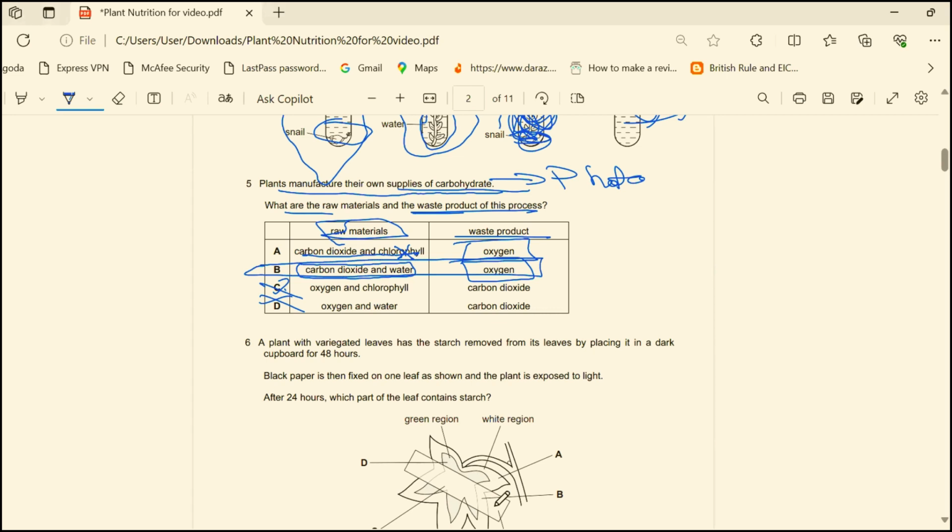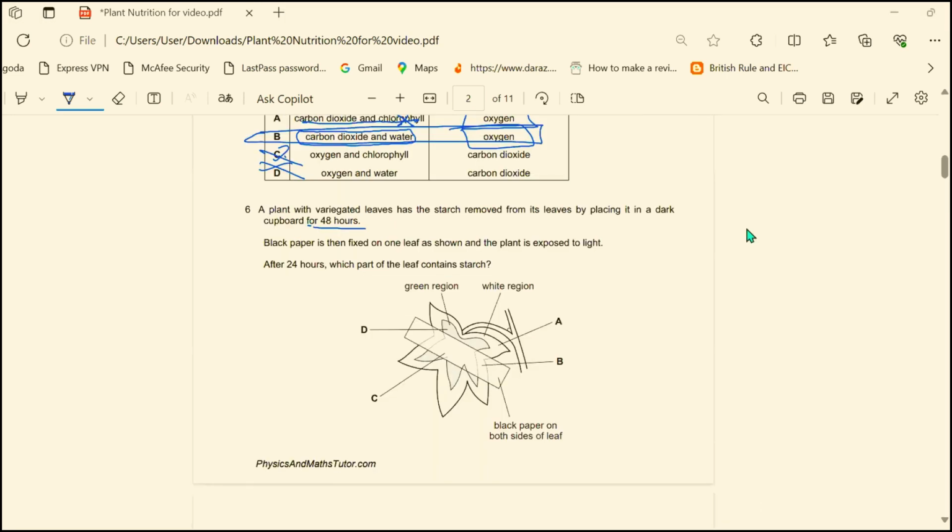Now let's go on question number six. In this, a plant with variegated leaves has the starch removed from its leaves by placing it in a dark cupboard for 48 hours. Black paper is then fixed on one leaf as shown, and the plant is exposed to light. After 24 hours, which part of the leaf contains starch?